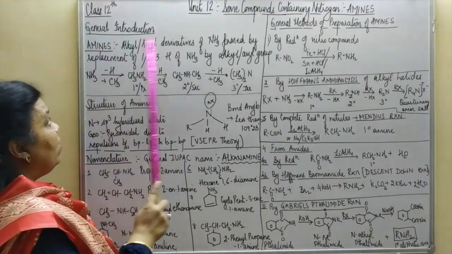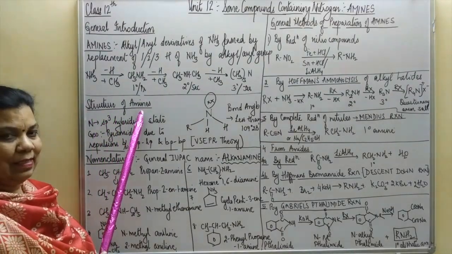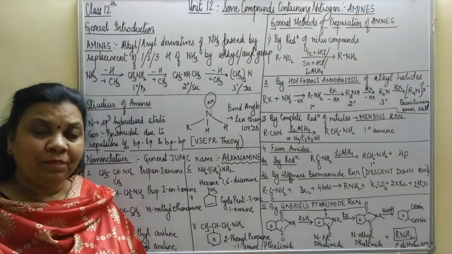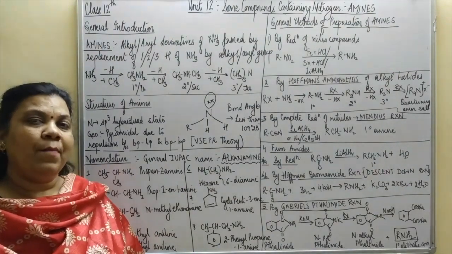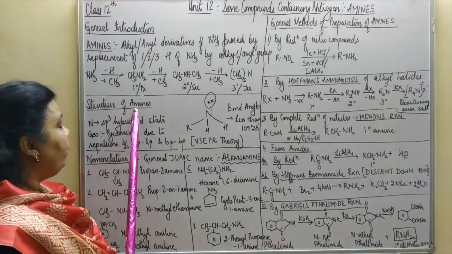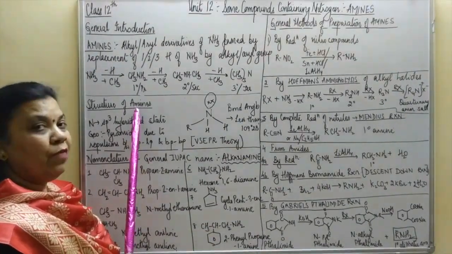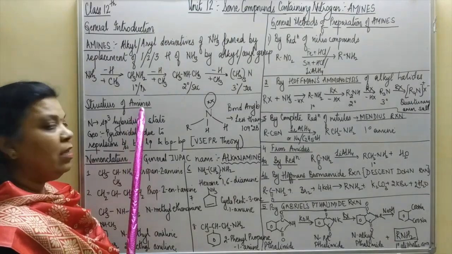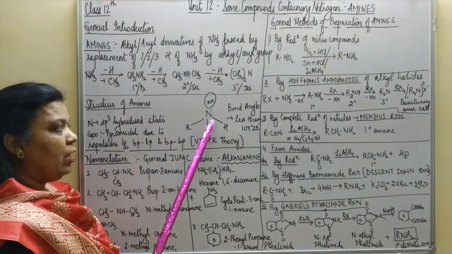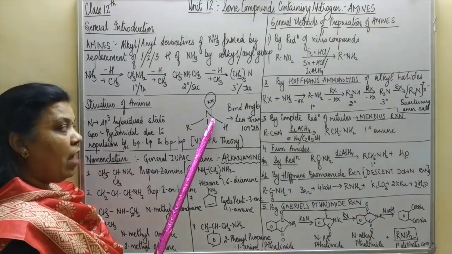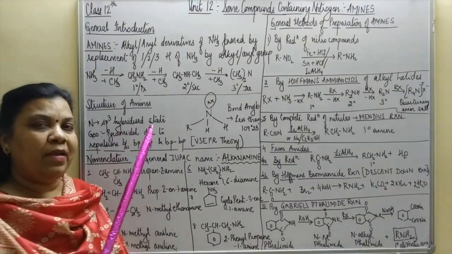So this was the general introduction of the amines, and now let us look at the structure of amines. Now children, you have studied the structure of ammonia in class 11 chapter chemical bonding. So here, if you just correlate the structure of ammonia with amines, you will find that there is similarity in the structures of both. In amines also, whether it is 1 degree, 2 degree or 3 degree, the central nitrogen atom is sp3 hybridized.